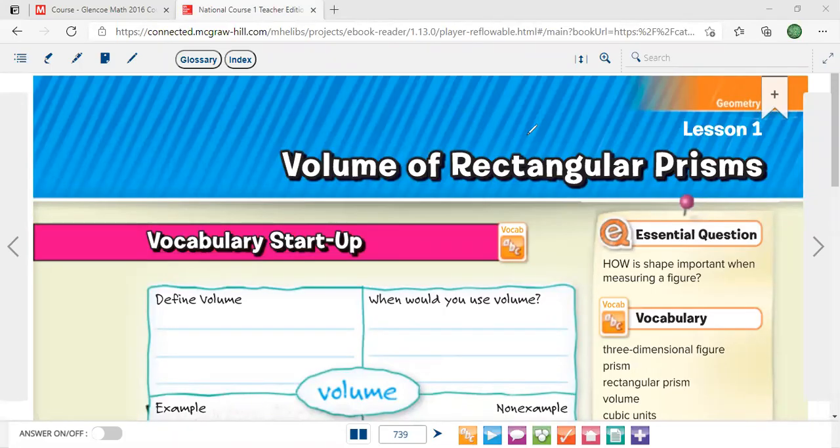In chapter 10, lesson number 1, volume of rectangular prisms.